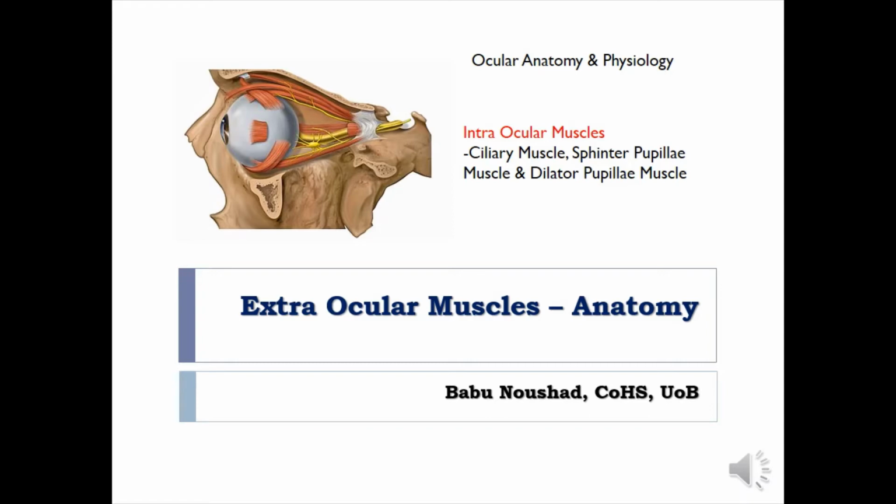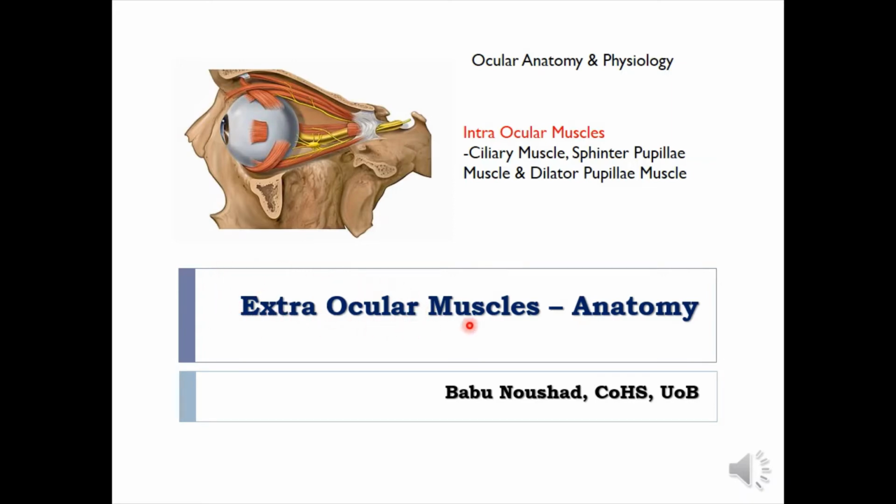In today's presentation, we'll be talking about extraocular muscles. Extraocular muscles are nothing but the muscles that are located outside the eyeball. What you're seeing in white is the eyeball. These are extraocular muscles, the muscles that help the eyeball to move in different directions.